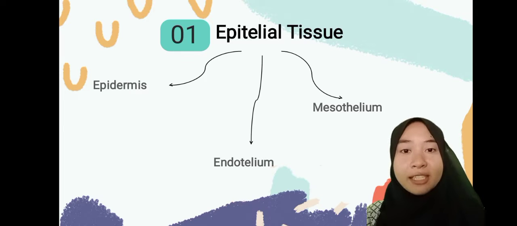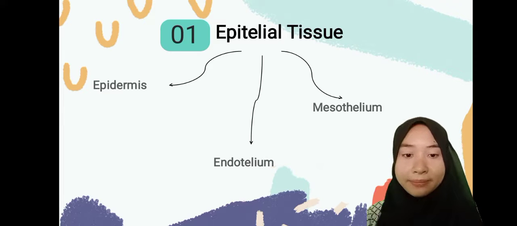Epithelial tissue is a tissue that surrounds or lines the surface of organs, cavities, and channels, both outside and inside the body. The epithelial tissue that lines the outer layer of the body is called the epidermis. The epithelial tissue that lines the internal organs is called the endothelium. And the epithelial tissue that lines the cavity is called the mesothelium.